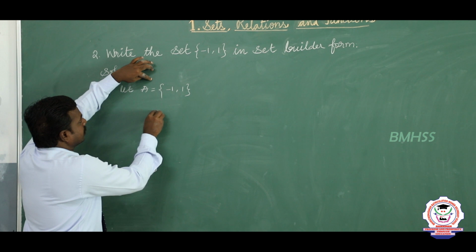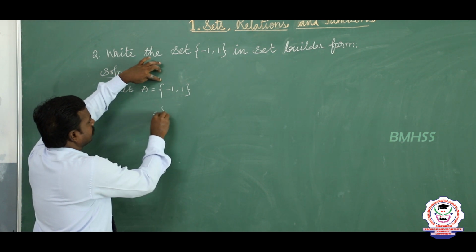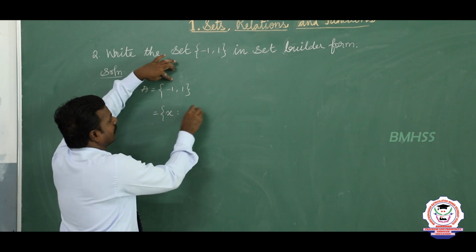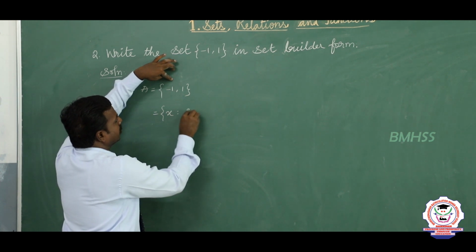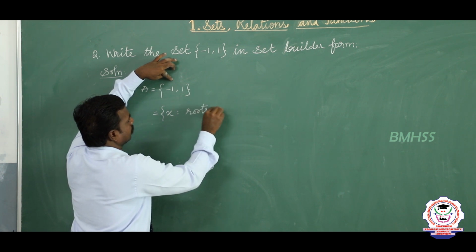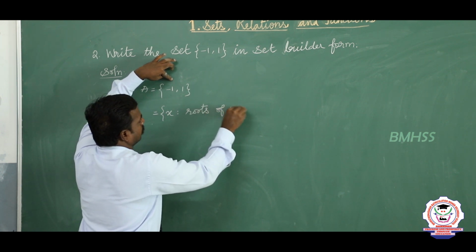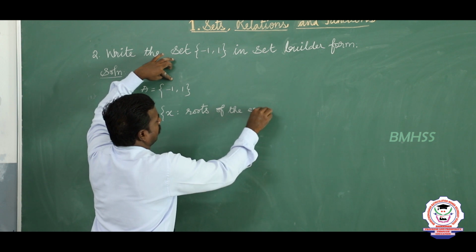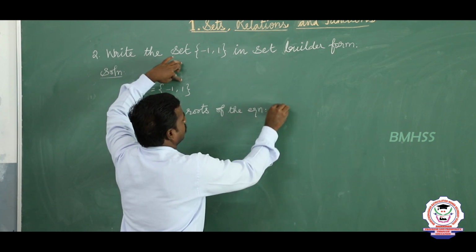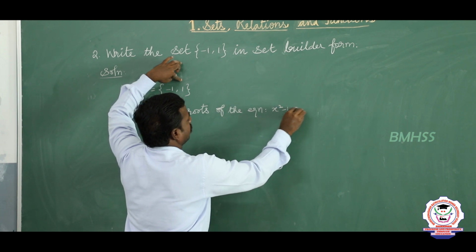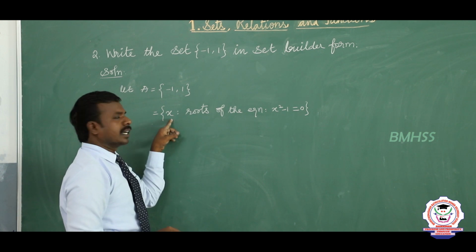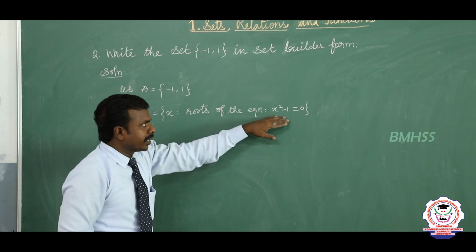Listen, x, the value of x such that x is a root of the equation x square minus 1 equal to 0. So this is the description form with condition, the value of x from the given equation.